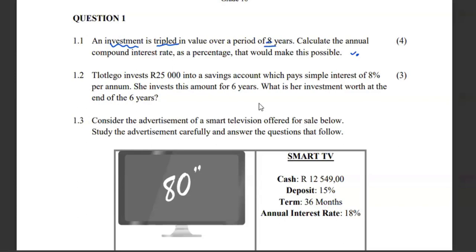So let's say we know that with compound interest, A is P into 1 plus i to the exponent of n. Meaning that if our investment was P, the future value is going to be 3P. Our n is just 8. And then we do the necessary calculations. Let me work this out this side. So we're saying A is equal to P into 1 plus i to the exponent of n. We say that's 3P equals P into 1 plus i to the exponent of 8.